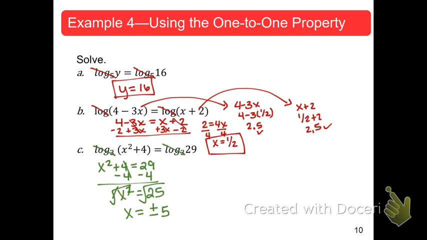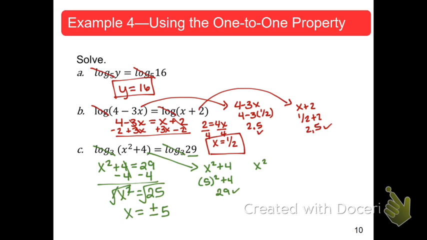So first I'm going to start with checking my positive 5. The only thing I need to plug it into is x squared plus 4, because the other one is just a 29. So when I plug in the positive 5, I get 5 squared plus 4, which is 25 plus 4, which is 29. So positive 5 works. That's definitely my solution.